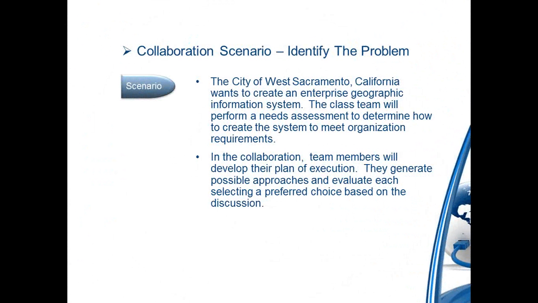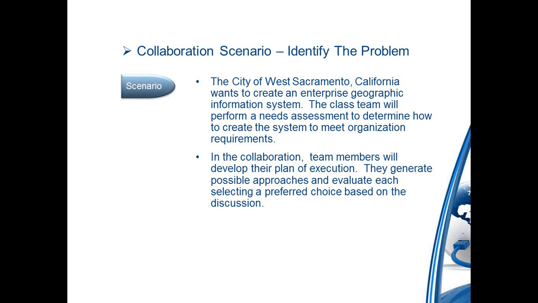Here's the scenario we're going to be working on today. The city of West Sacramento, California, wants to create an enterprise geographic information system. This is a hypothetical problem. It's one, in fact, did get solved in reality several years ago. The class team will perform a needs assessment to determine how to create the system to meet organizational requirements. In the collaboration, team members will develop their plan of execution. It's not instructor-led. It's led by the students themselves.